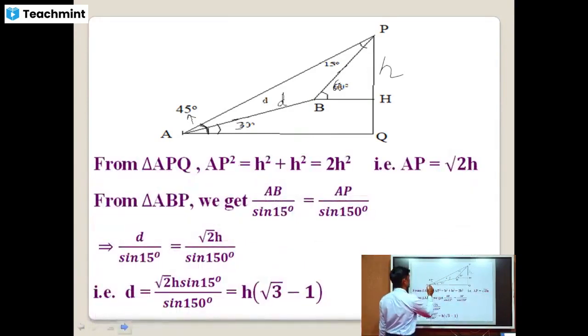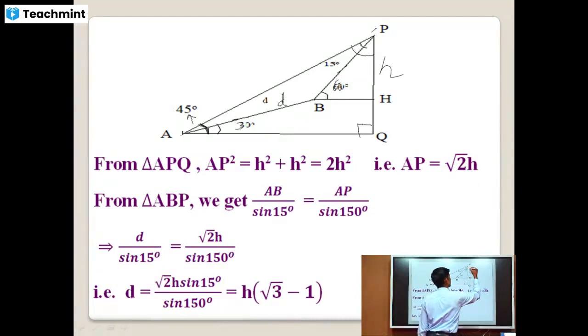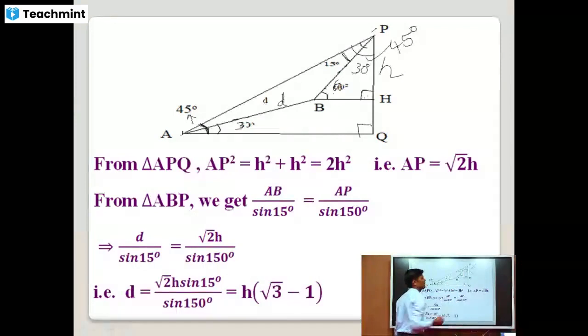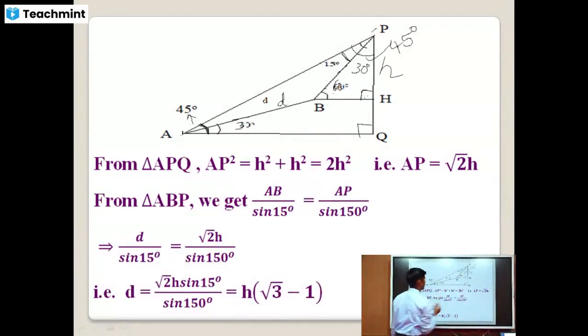So here we can observe in triangle APQ, if this angle is 45 degrees and this is 90 degrees, the sum of the three angles must always be 180 degrees. Therefore, this angle is 45 degrees. When this angle is 45 degrees, this angle is 60 degrees, this is 90, therefore this angle must be 30 degrees. Total angle is 45 degrees, this angle is 30 degrees, therefore the remaining angle is 15 degrees. That we have to understand. Since this is 30 degrees and this is 45 degrees, this is also 15 degrees.